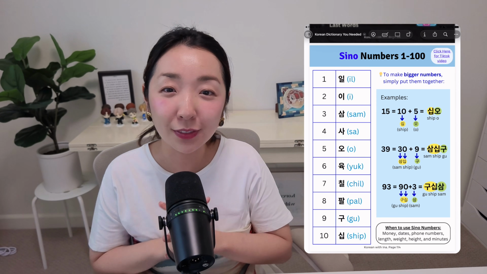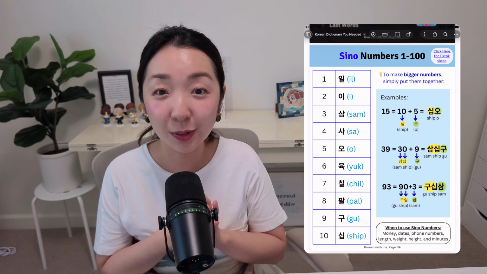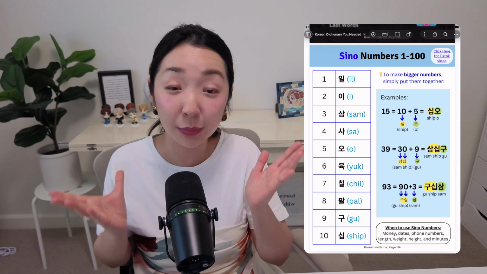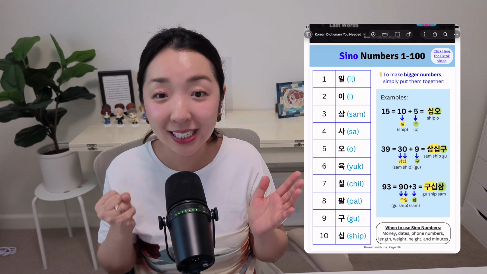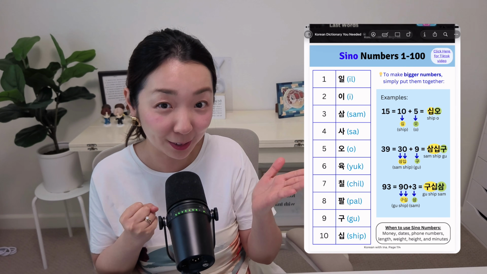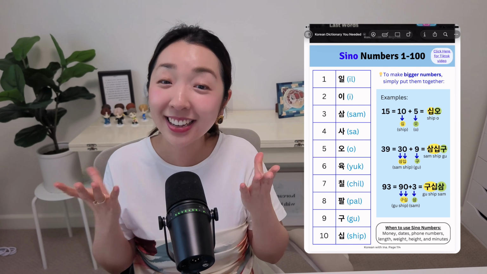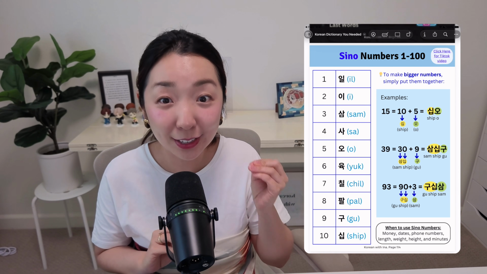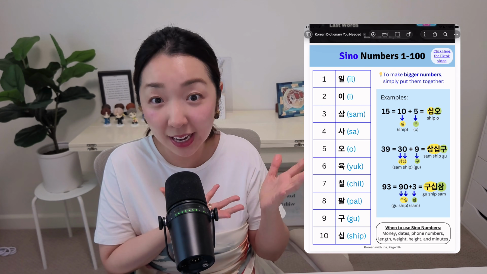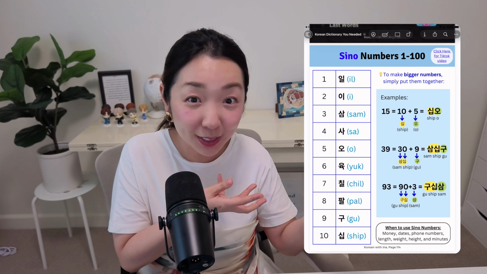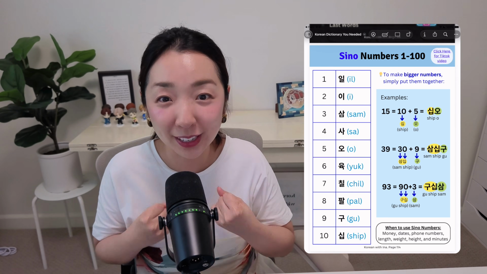Before we dive into our lesson, I want to tell you that in Korea, there are two number systems. One is Sino numbers that you see right here, and they come from Chinese characters. The other one is native Korean numbers, just like its name, native numbers. So they come from the native Korean language.